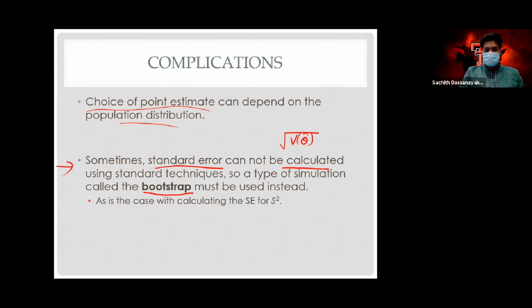Clear? Any questions? So in this section, you need to deal with how to find an unbiased estimator and how to find the standard error. You don't need to find the estimated standard error, simply the standard error. Clear?